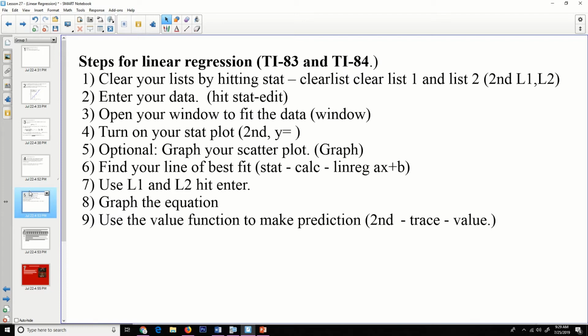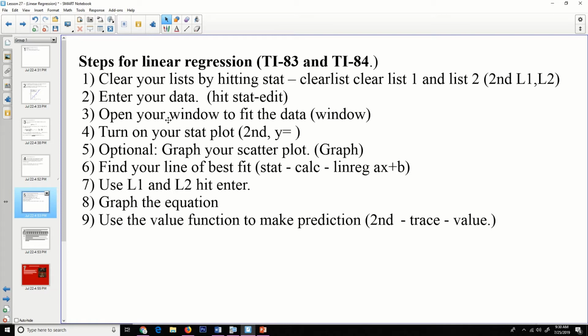And so since that's already been in there, I'm just going to really quickly review the list, and you can use this when you're doing the practice work. But again, anytime we use the stat, you're going to hit the clear list. So remember stat, clear list, and then L1 and L2. And then we're going to enter our data. And remember, since we're entering bivariate data, you got to make sure that the X's all go in the L1, and then the correct corresponding Y values go in the L2.